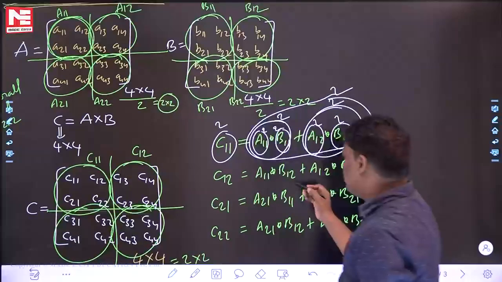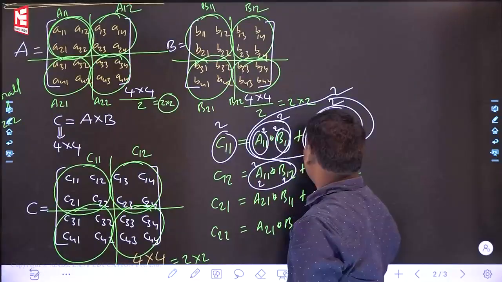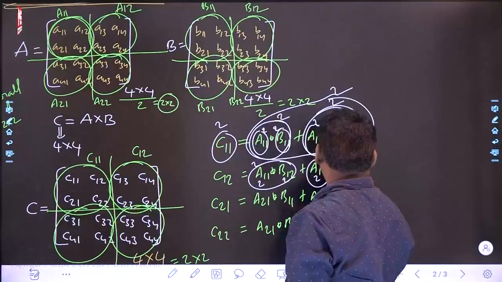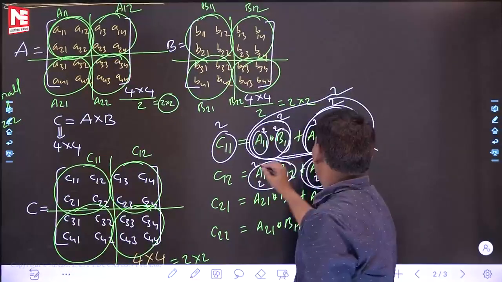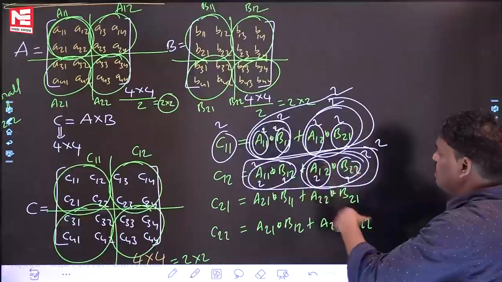Now next one same thing here. What is the answer? This is going to be 2 by 2, this is 2 by 2. After multiplying 2 by 2, same thing here. 2 by 2. Overall becomes 2 by 2. C12 also 2 by 2. Like that it keeps on continuing.